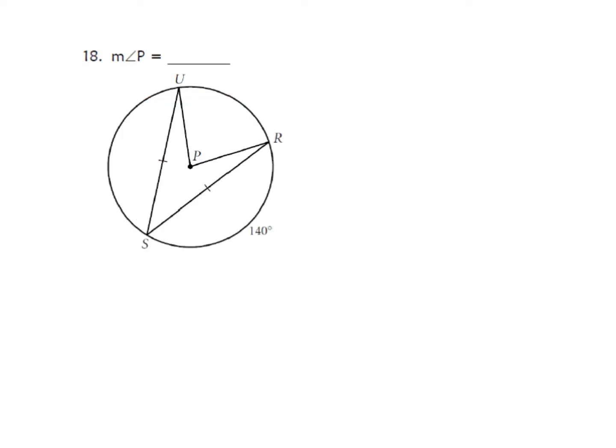Okay, on this next one, we want to find the measure of angle P. I can see, again, I have congruent chords here, which means I have to have congruent arcs. So I know that this arc has to measure 140 degrees. So now, all the way around my circle is 360. I've already identified 280 degrees. So I'm left with 80 degrees, right? So this arc is 80 degrees, which then means my central angle is also 80 degrees.